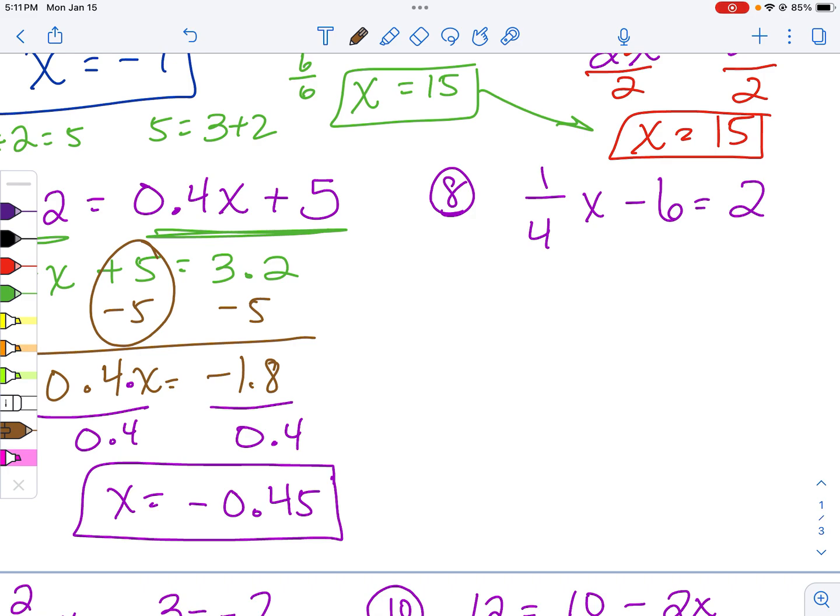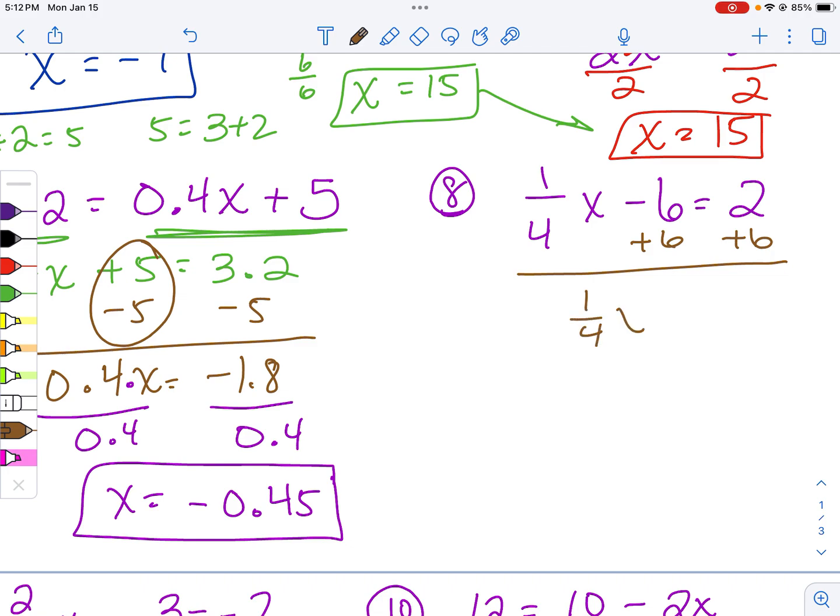All right, so we're going to do number 8. Like I said, the way I like to do it, I think that involves less fractions. So again, the first thing to do is to get rid of that negative 6. To get rid of that negative 6, you have to add 6, or that minus 6. We've got to add 6 to both sides.